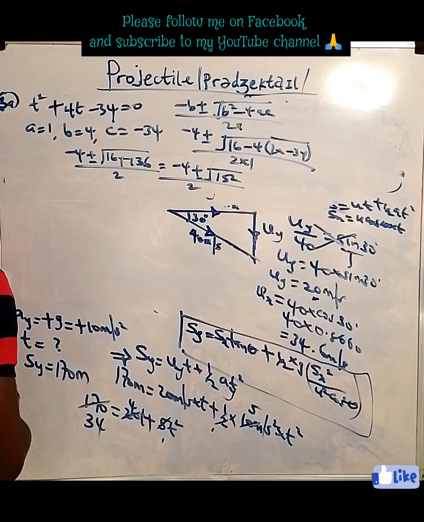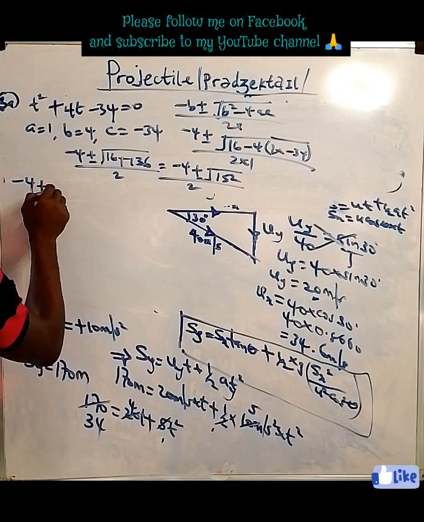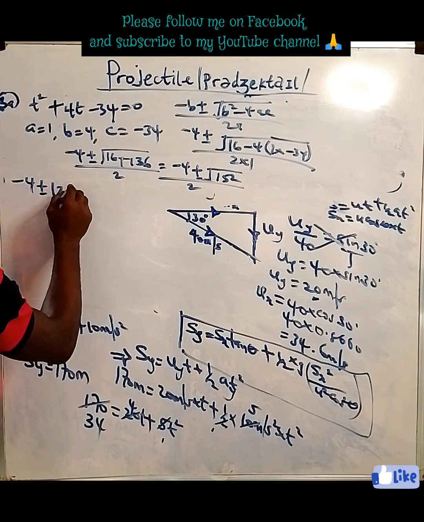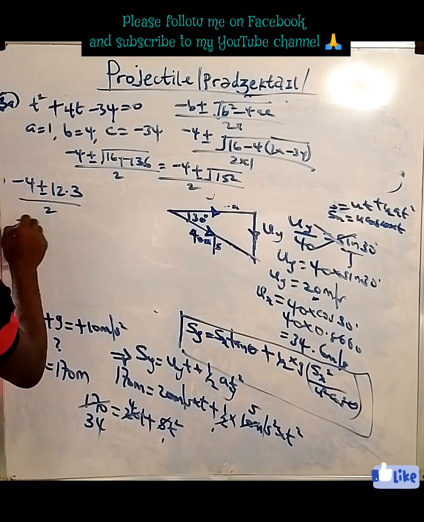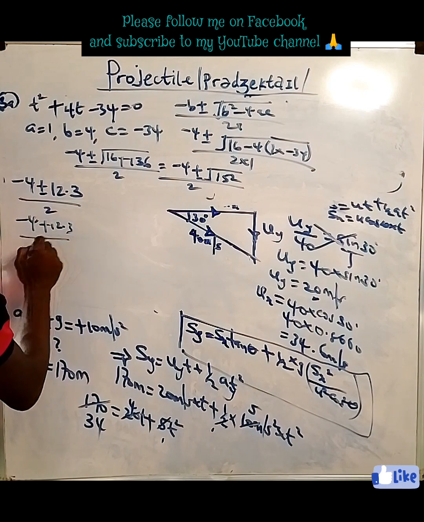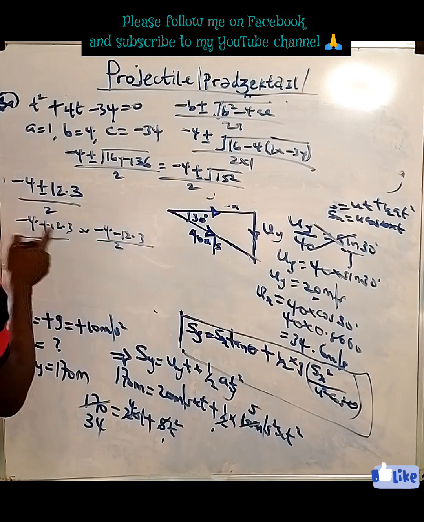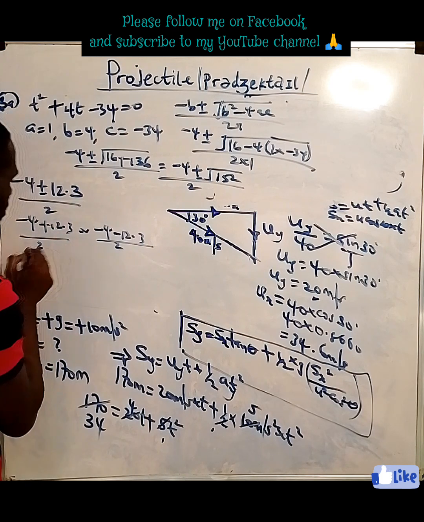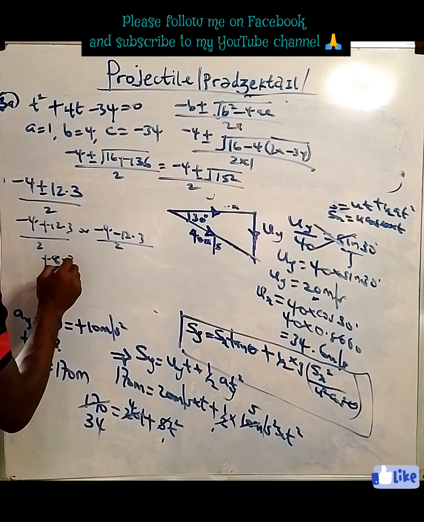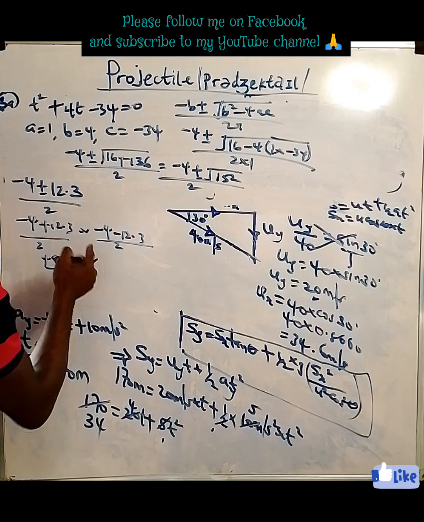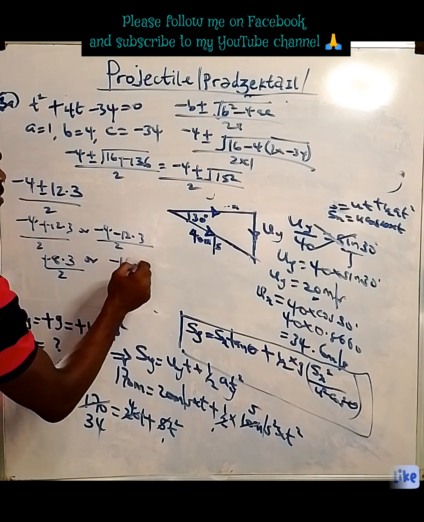So quickly, we're going to use our calculator right now. The square root of 152 gives us 12.3. So that's minus 4 plus or minus 12.3 divided by 2. So minus 4 plus 12.3 divided by 2, or minus 4 minus 12.3 divided by 2. Minus 4 plus 12.3 will give us 8.3 divided by 2. Or minus 4 minus 12.3 is minus 16.3 divided by 2.